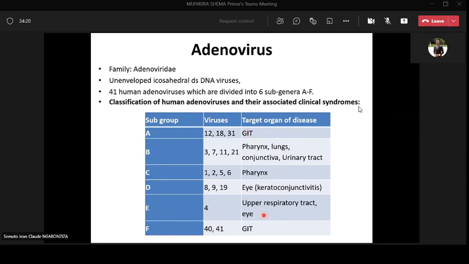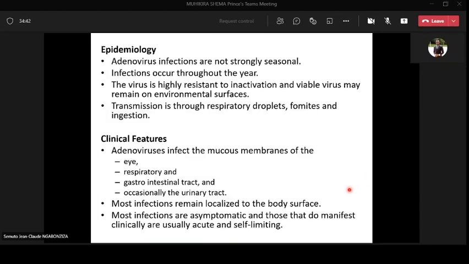You can see some, like subgroup E, only affect the upper respiratory tract and eyes. So these are what is now known, but 41 human adenoviruses is many. It occurs throughout the year, it doesn't have seasonality, and transmission is by droplet, fomites, and ingestion, especially for those GIT subtypes of adenoviruses.